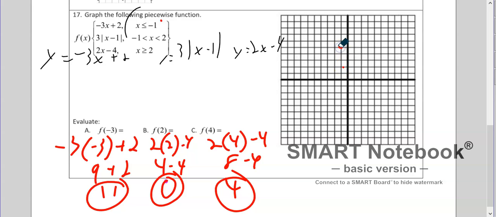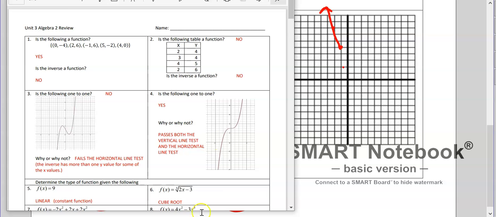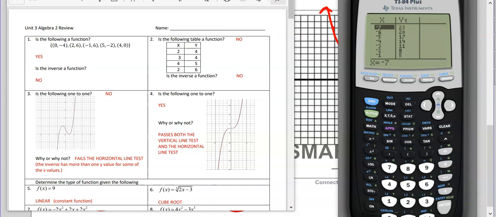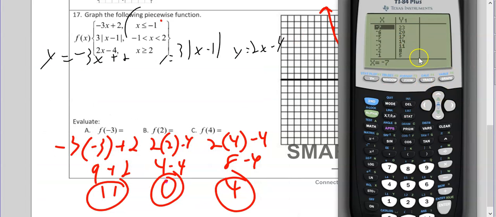So there's -1, 5, there's 8, and I just make my little arrow right there. And then for the next one, 3 absolute value x minus 1. That's not what I wanted. Y equals, clear it out. 3, math key, and again, if you're using decimals, that's fine. Absolute value, x minus 1. Graph. Okay, that should look familiar.